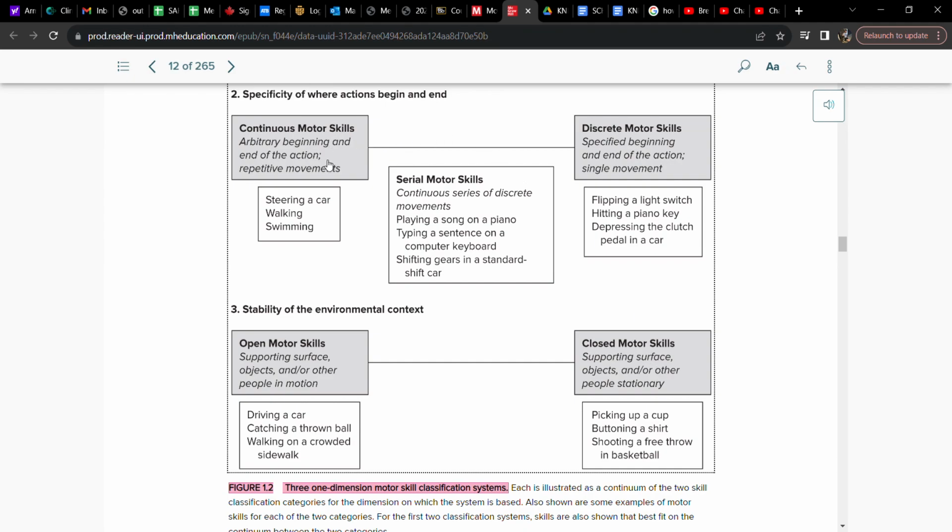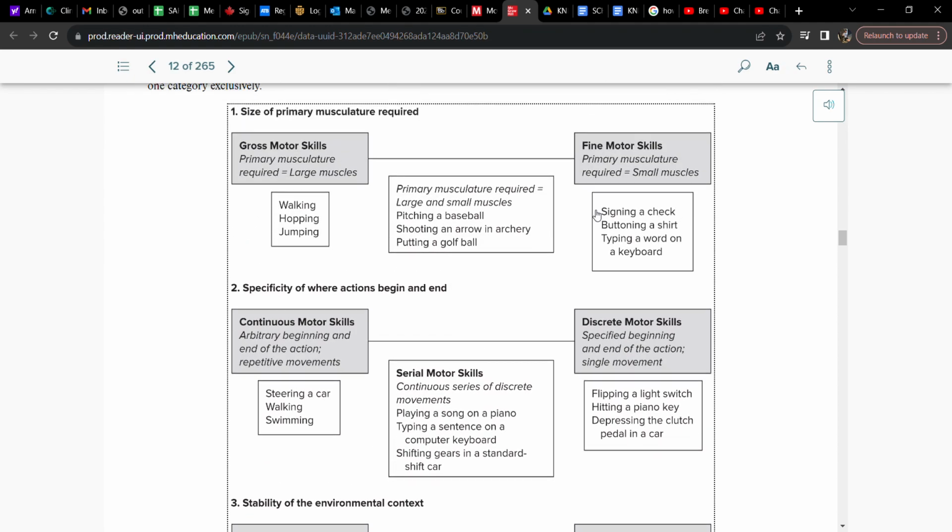A continuous motor skill would have an arbitrary beginning and end. So it'd be like walking, right? You can start when you want and you can end whenever you want. Versus a discrete motor skill would be like throwing. There's a distinct start and end to a throwing motion. Versus walking, which you could just continuously do forever and ever. And that implies where that one dimension is. It's either continuous or it's discrete.